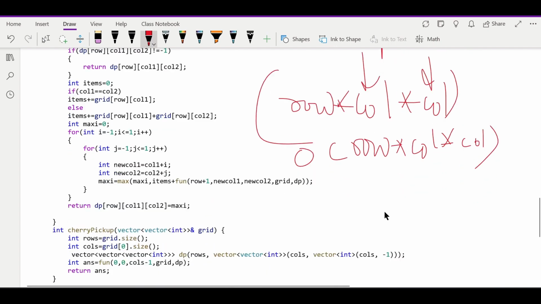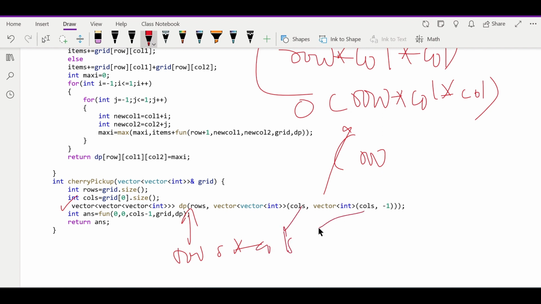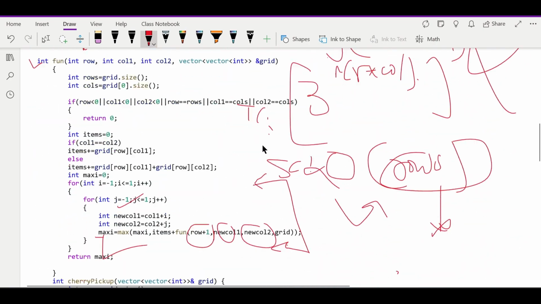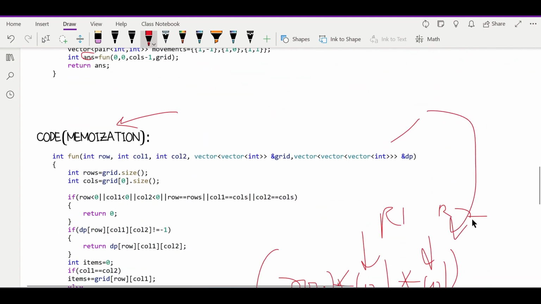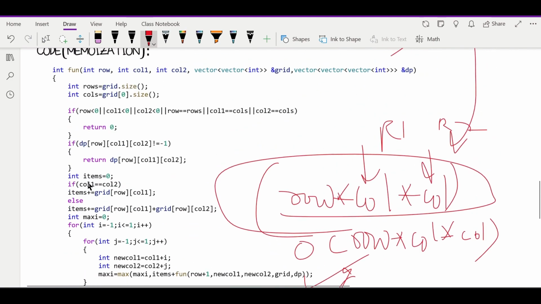Row into column, and space complexity would also be three dimensional, which would be rows size into column size. That would be my space complexity. Rows into columns, that would be my space complexity, and this is my time complexity. So this is the basic approach. And see how much it is getting reduced in memoization: 3 to the power rows into columns reduced to rows into columns. See how much it is reduced. So this was all for today, and this is our memoization approach.